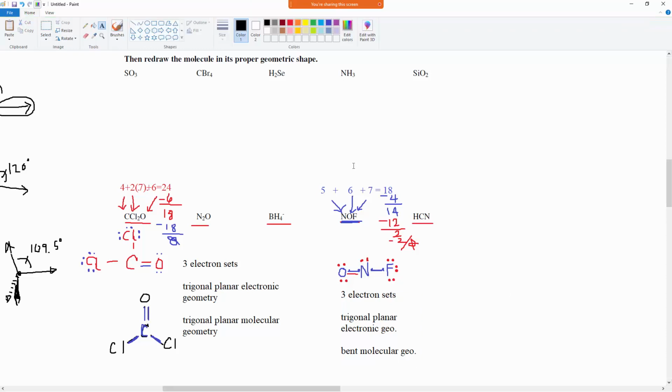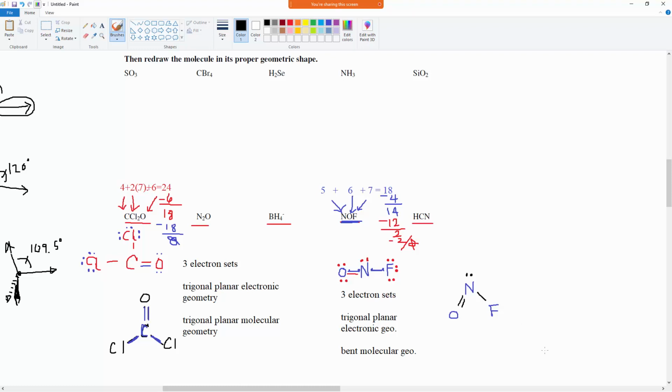All right, so if I redraw this in its correct shape here, I'm going to put a nitrogen in the middle, and I'm going to put an O down here and an F down here. And then my double bond to my O and my single bond to my F, and then 2 dots on the top. It's just bent molecular geometry or a bent shape.